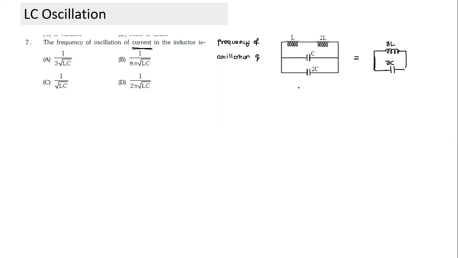So what is the frequency? We know omega is equal to 1 by root LC. So this will be 3L into 3C, and you can easily form an answer. Okay, so this is something, and then you can find the frequency.